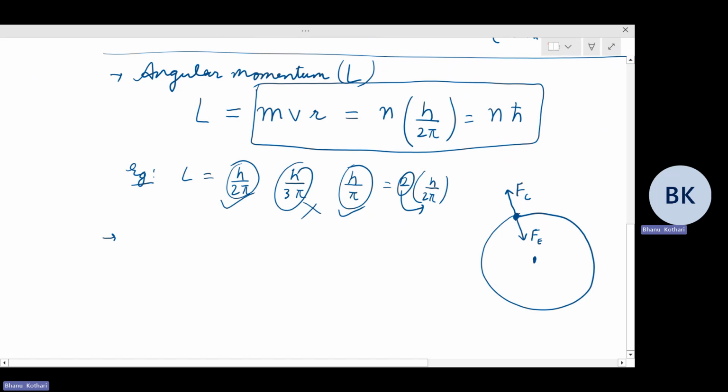So this centrifugal force due to the circular motion should be balanced by this electrostatic force of attraction. Only then will the electron stay in the orbit, else it will move outward or inward. We don't want the electron to move outward or inward. We want it to stay in the circular orbit. So these two forces must be balanced at each and every point on this orbit. At each and every point, the centrifugal force will be balanced by the electrostatic force of attraction.